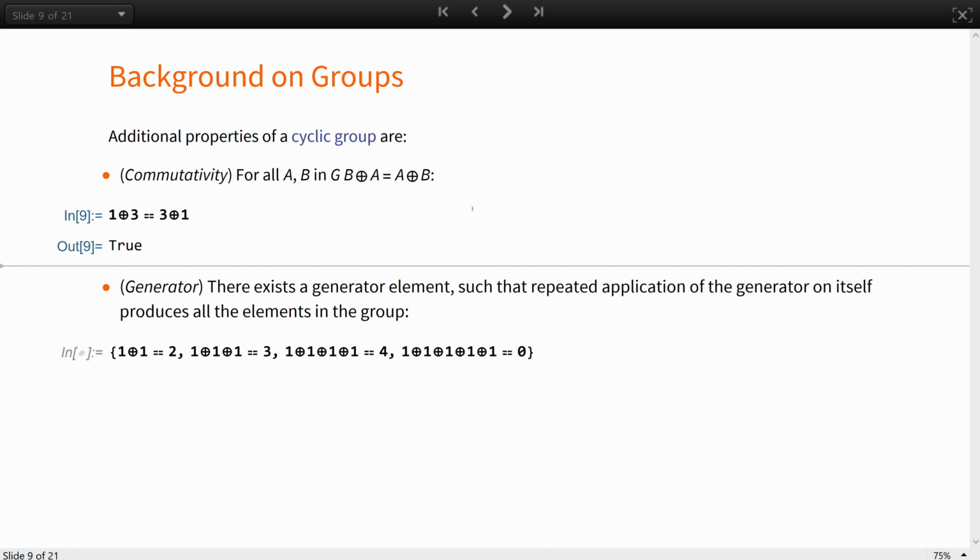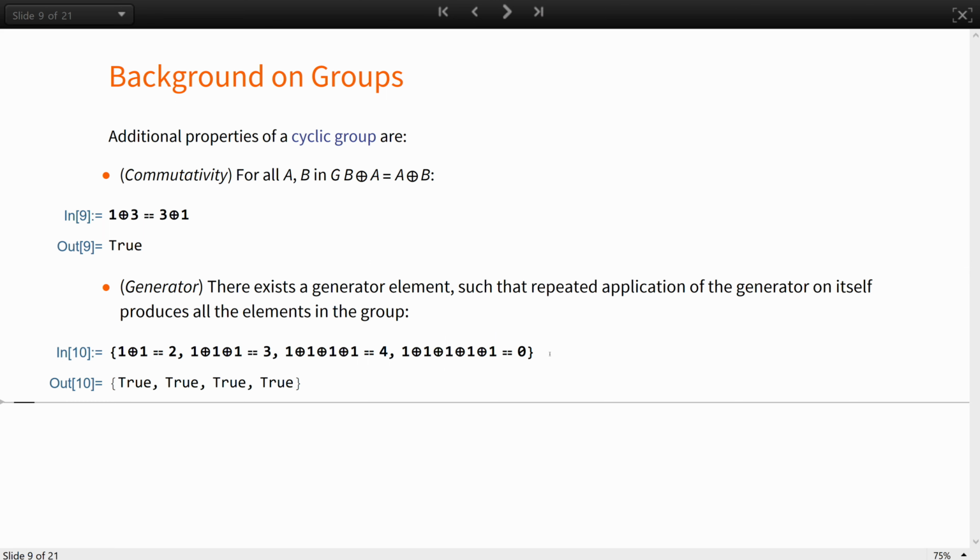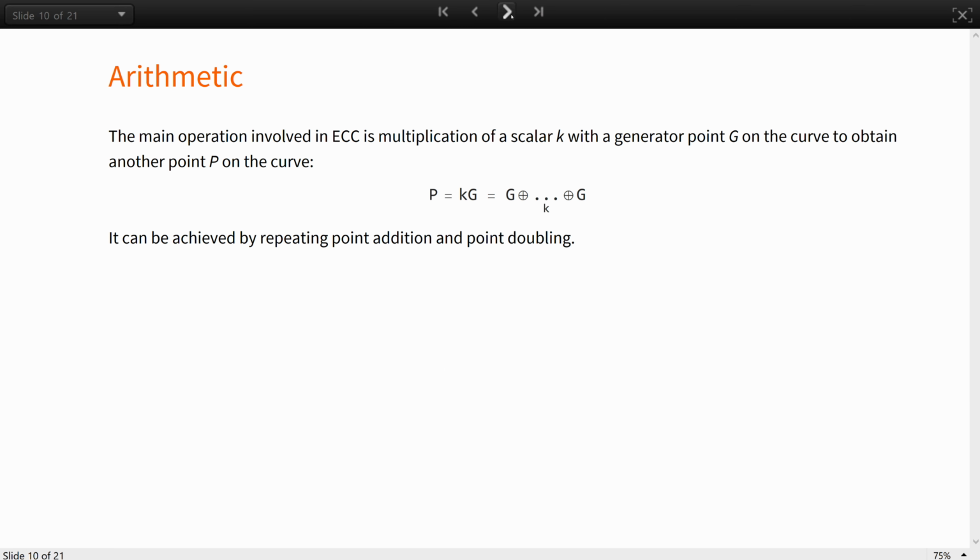Next property is generator. There should exist a generator element, such that repeated application of the generator on itself is capable of producing all the elements in the group. In our example group, such an element is 1. You can obtain all the other elements of the group by adding 1 to itself repeatedly.